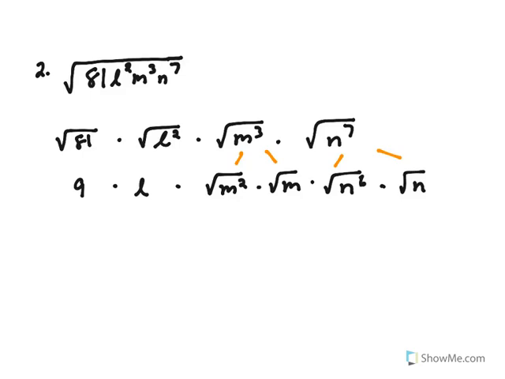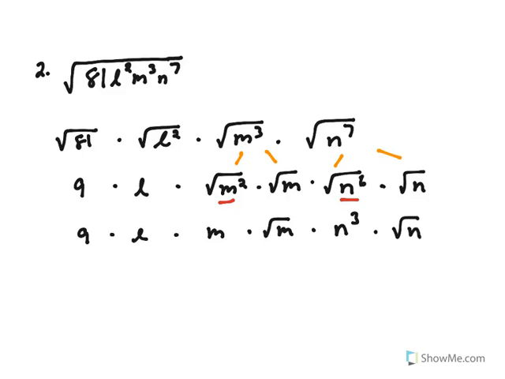All right, and now we look for perfect squares. Again, this is going to be a perfect square, and so is this. So you have 9 times L times the square root of m squared, which is just m. That stays under the radical. The square root of n to the 6th power is n to the 3rd, because when you do n to the 3rd times n to the 3rd, and you add the 2 3's, you get 6. And then of course we keep that the same.